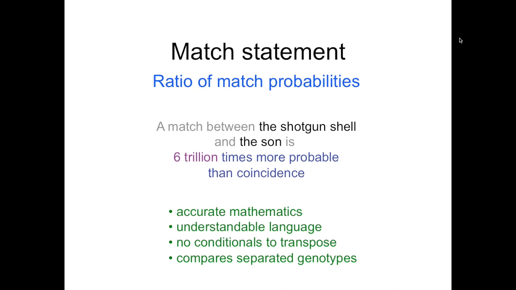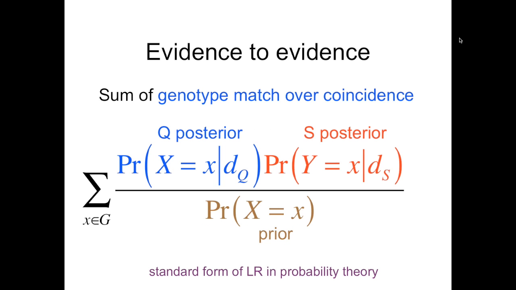The advantage of a statement like that is that it's based on accurate mathematics. The language is plain English. It's understandable to everyone in a courtroom. There are no conditionals to transpose. Bayes' theorem is taking care of that for us. It's just probabilities, no likelihoods in sight. And it's comparing separated genotypes. It's brought us back to the language and the concepts of random match probability or conditional match probability, where we can compare genotypes from one contributor to a genotype from a second contributor to different evidence.